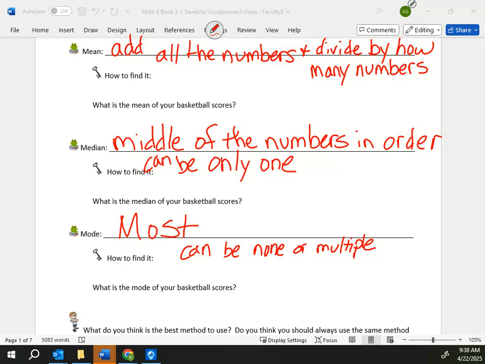We don't put 0, because 0 is a data point in some of our data, so we can't write 0, but you can write none if there isn't a mode. If there's 3 5s and 3 7s, you can have 5 and 7 as your mode. So you can have more than 1. Any questions on mean, median, and mode?